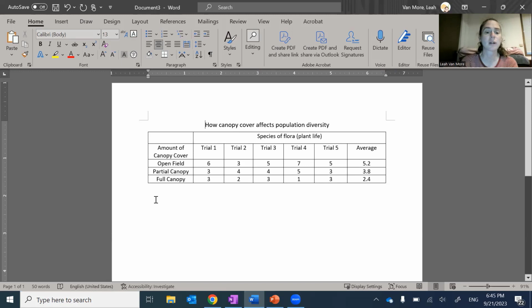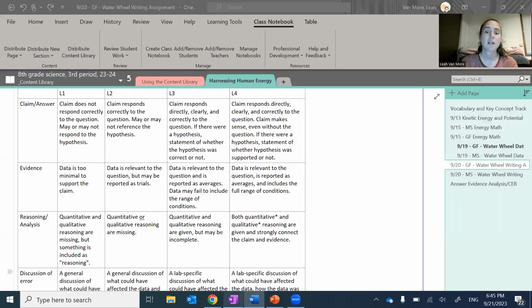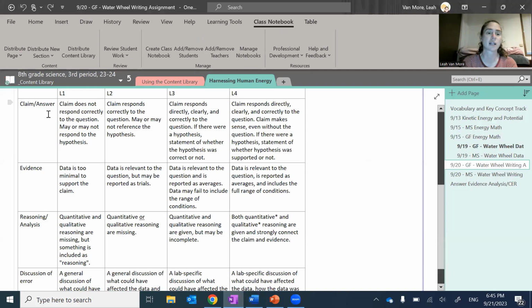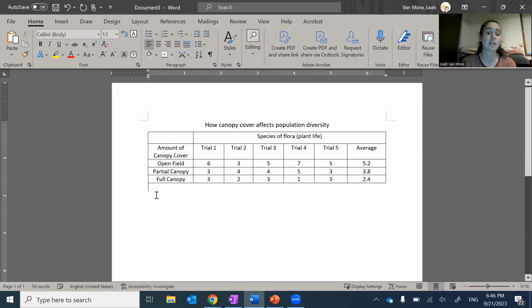So if I'm wanting to write a conclusion for this data, the first thing I'm going to do is look at the claim or answer. On my L4, it says the claim responds directly, clearly, and correctly to the question. The claim makes sense even without the question. The question was, how does the amount of canopy cover affect population diversity? So if I'm responding clearly to that question, looking at the data, I can see in the open field, there is the greatest population diversity compared to partial canopy and full canopy.